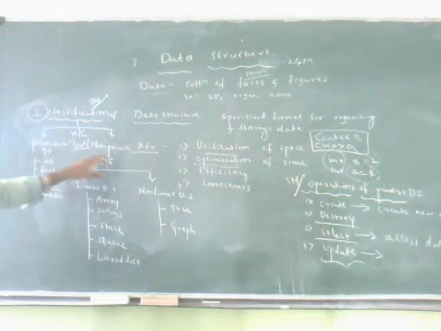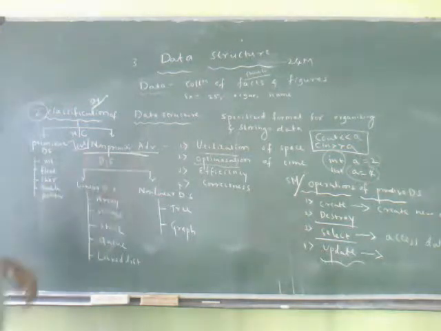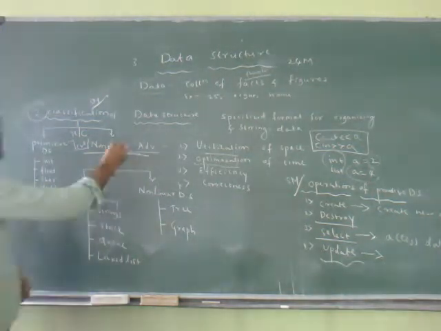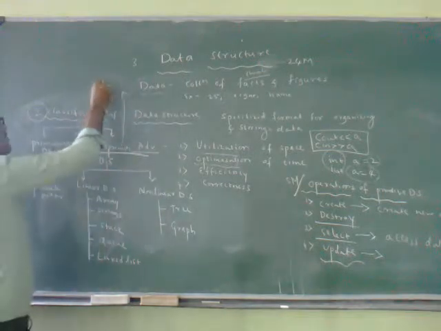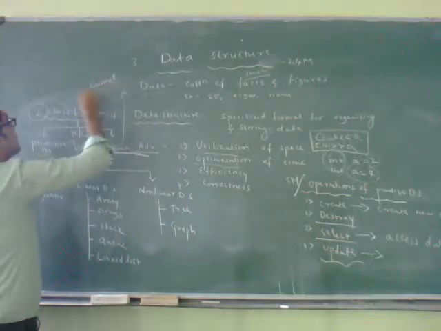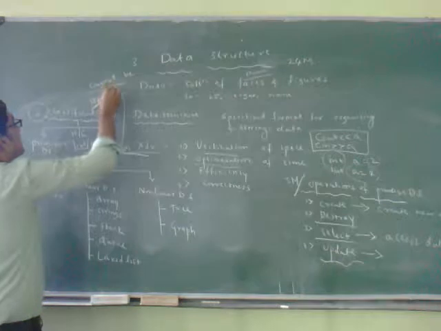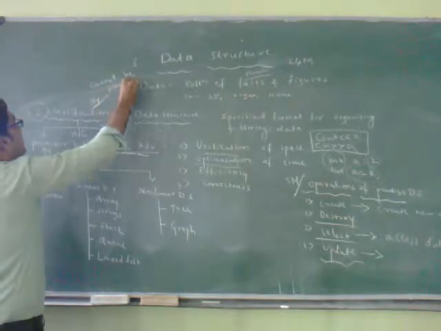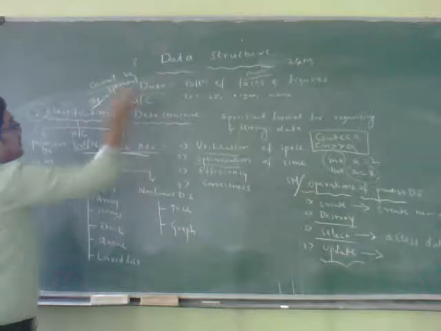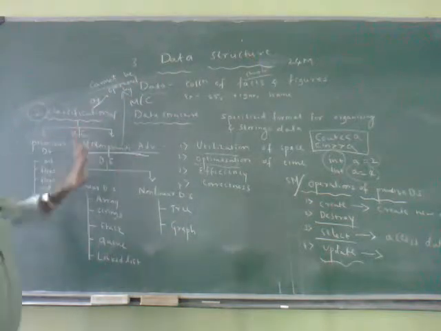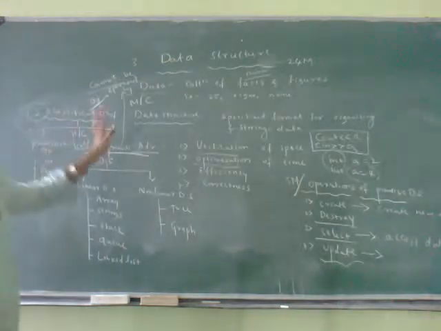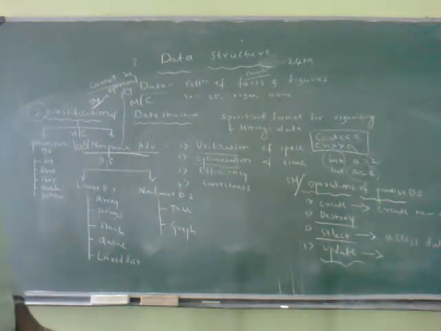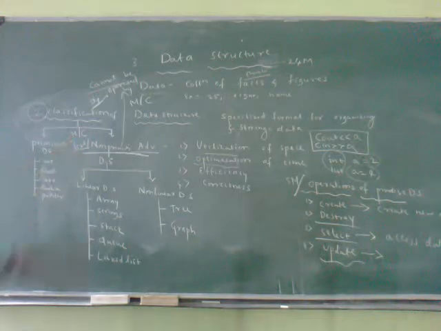The second one is non-primitive. What is a non-primitive data structure? Non-primitive data structures cannot be operated by machine level instructions. But primitive data structures are operated by machine level instructions, while non-primitive data structures cannot be. These are derived from primitive data structures.